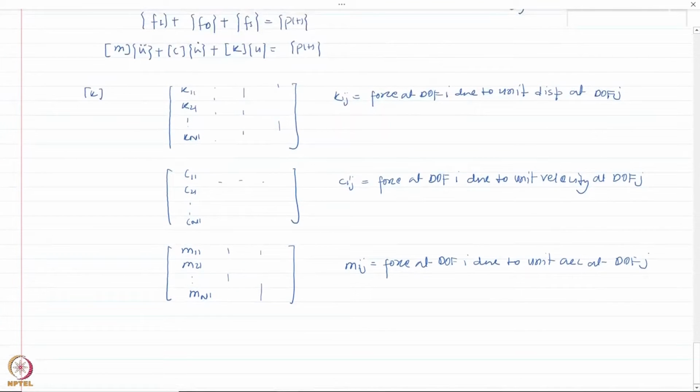Okay, so in these cases, what do we do? We first consider unit displacement at any degree of freedom, let us say j, and zero displacement everywhere else, and we find out the forces that need to be applied at each degree of freedom to maintain that state of deformation. Okay, and that can be done using static analysis. So this is considered in the stiffness component of the structure. This is considered in the damping component. And this is considered in the mass component.